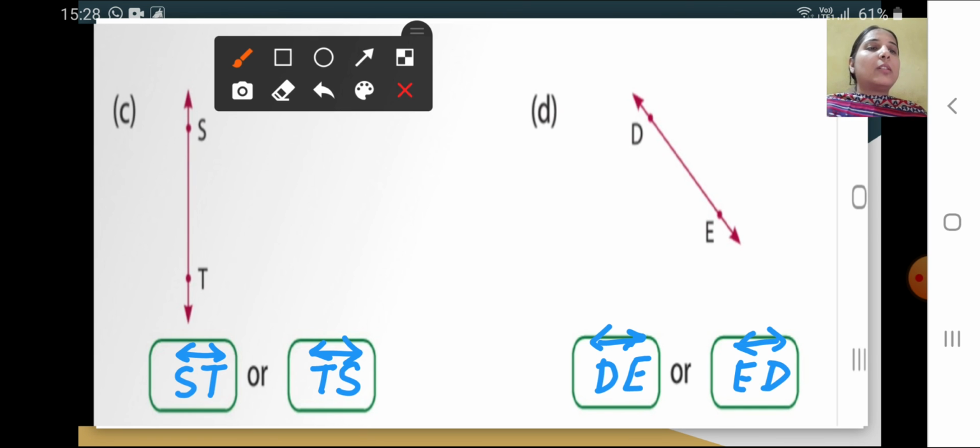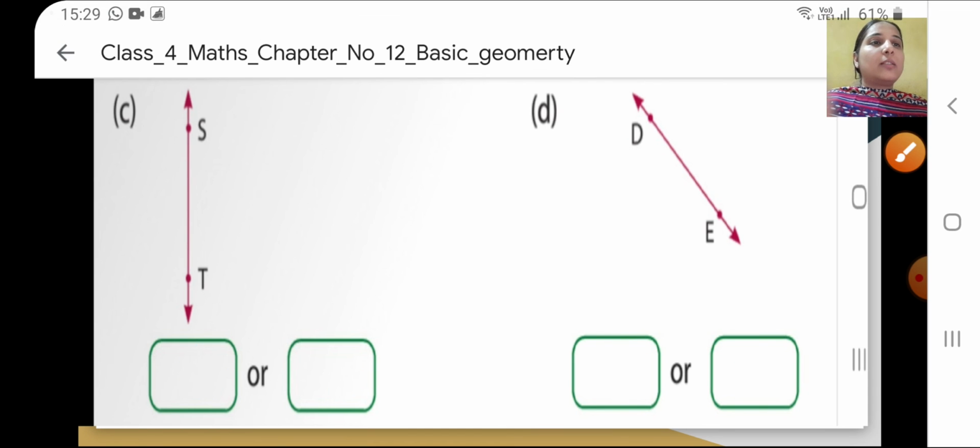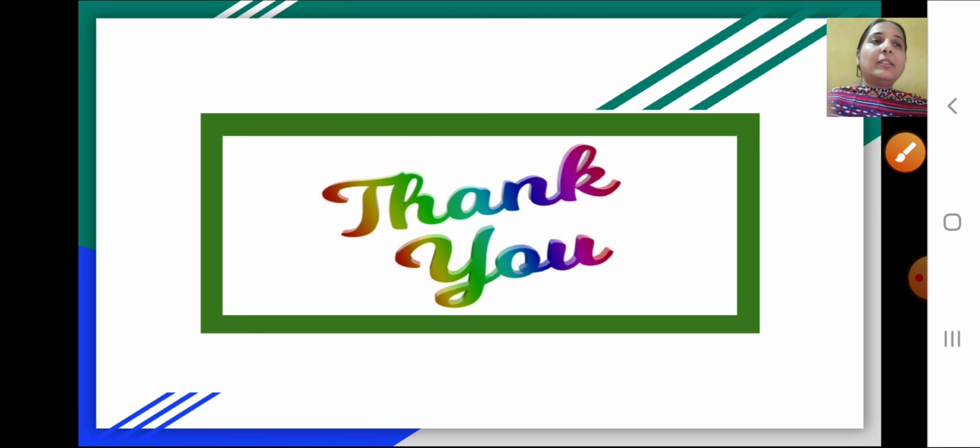Okay? Got it, children? So you will practice all these questions. Draw neatly where you have to draw the line segment. There you have to be very careful. Do it with the help of a ruler and a sharp pencil only. Okay? And children, with this we will end here. Next class we will continue with this exercise. Till then, thank you.